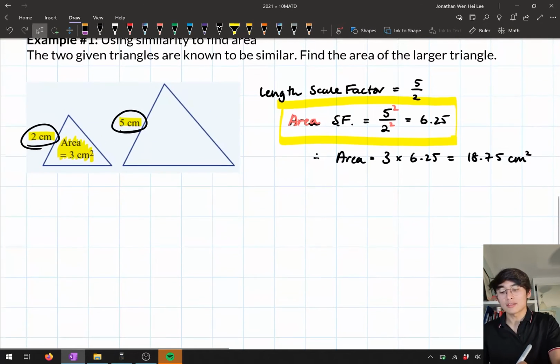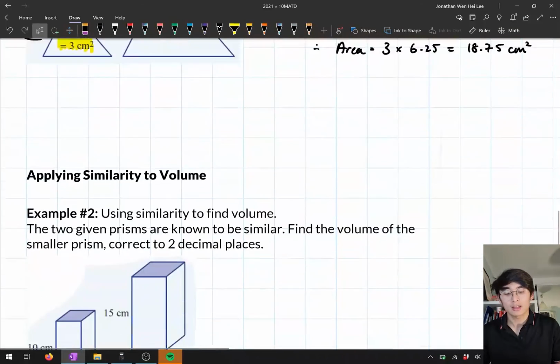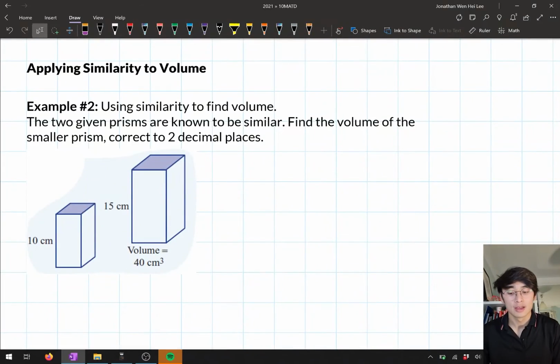Next example. Now the next example, we're going to be looking at volume. So this first example was for area. Let's have a look at what happens when we want to apply similarity to volume. So the two given prisms are known to be similar. They have the similar shape. Find the volume of the smaller prism, correct to 2 decimal places. So here we get given these two measurements, 15 centimeters for my larger prism, 10 centimeters for my smaller one. And they also tell me that the volume of my larger prism is 40 centimeters cubed.